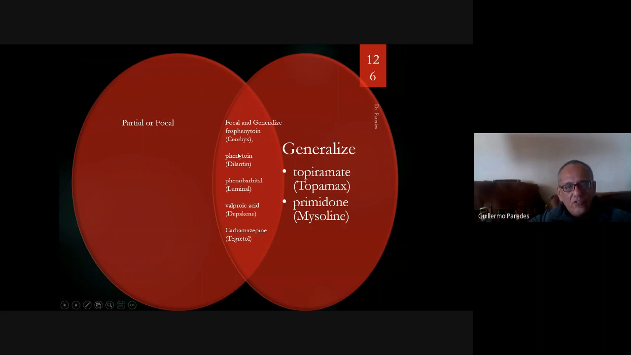Then for generalized and focal we have phenytoin, phenobarbital, valproic acid, and carbamazepine, which I was remarking very much. This is a derivative of phenytoin too. So phenytoin, phenobarbital, valproic acid, carbamazepine. These drugs can be used for focal and generalized. The rest of the names that I mentioned are all for partial or focal. If you remember these 6 names, you know very well, you have an idea of what is happening with these drugs.